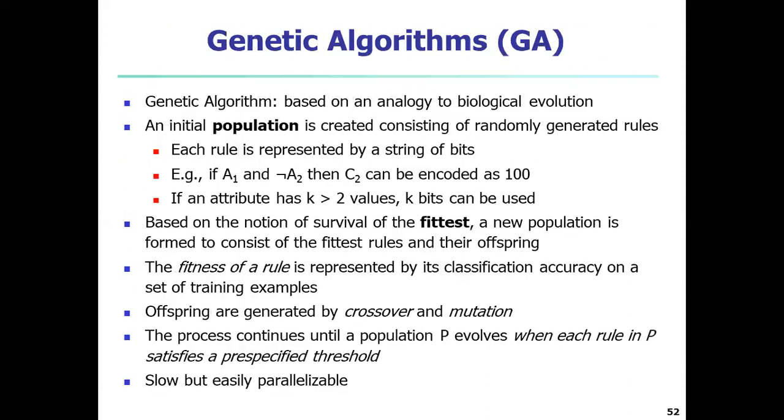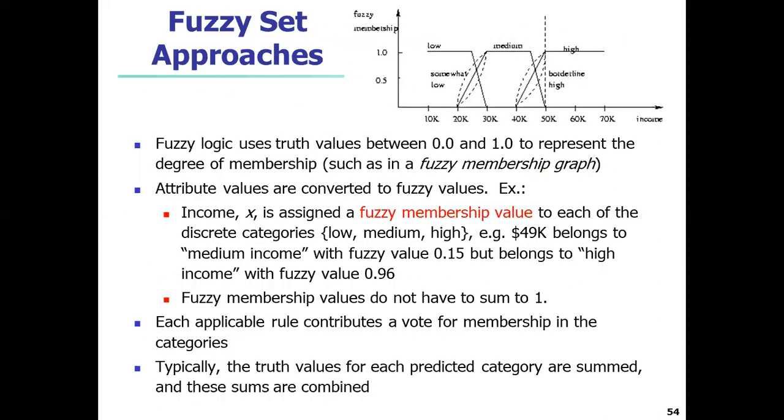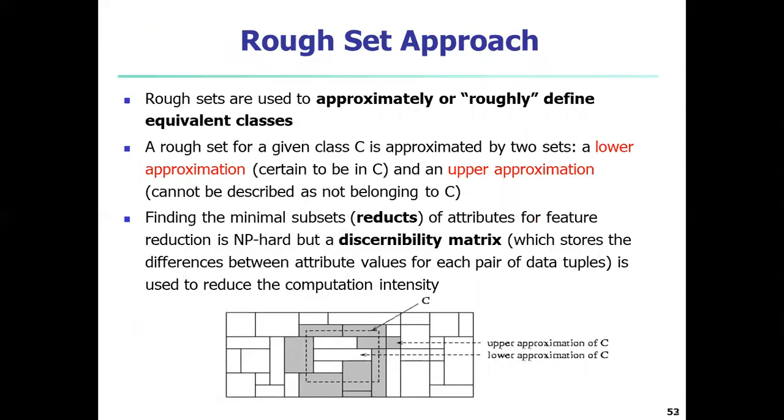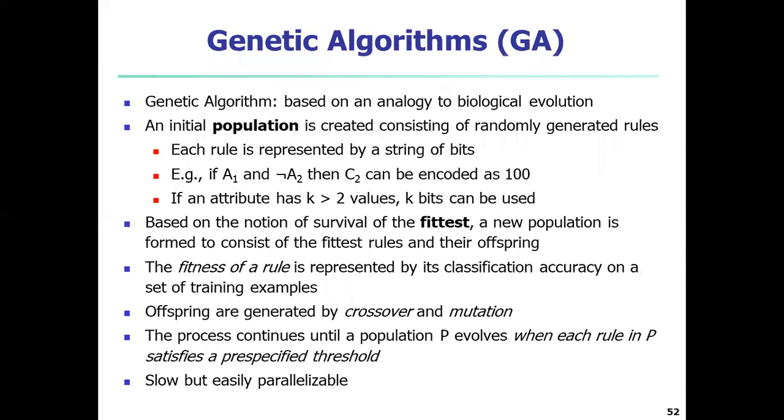And we have other classification methods: genetic algorithms, the rough set approach, and fuzzy set approaches. These are additional classification methods. What are genetic algorithms? Genetic algorithms are based on an analogy to biological evolution. An initial population is created consisting of randomly generated rules. Each rule is represented by a string of bits.